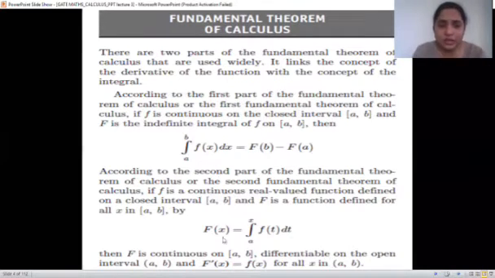And if you want to write F of x, then it will be defined as the integration a to x f of t dt. This is opposite to that, and this is called the second fundamental theorem of calculus. The first theorem is integration of f of x dx is F of b minus F of a, and similarly, opposite to that, F of x is equal to integration a to x f of t dt.